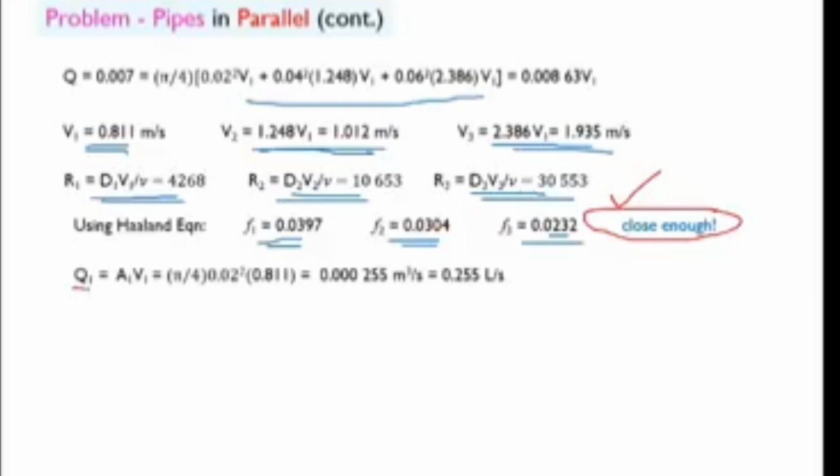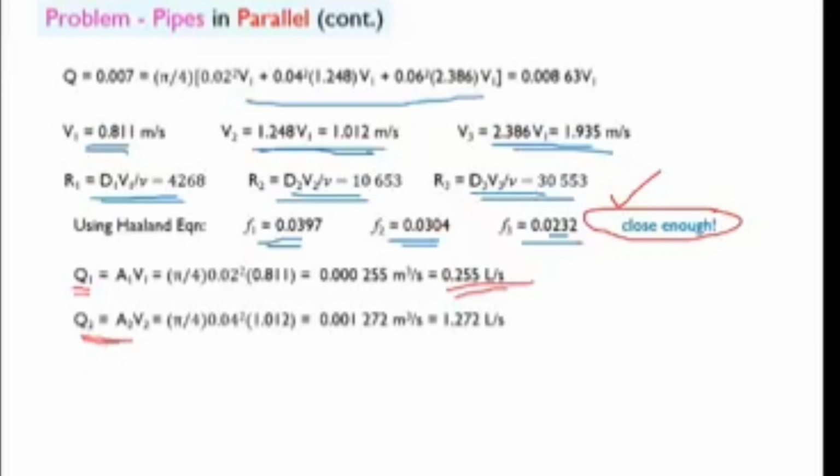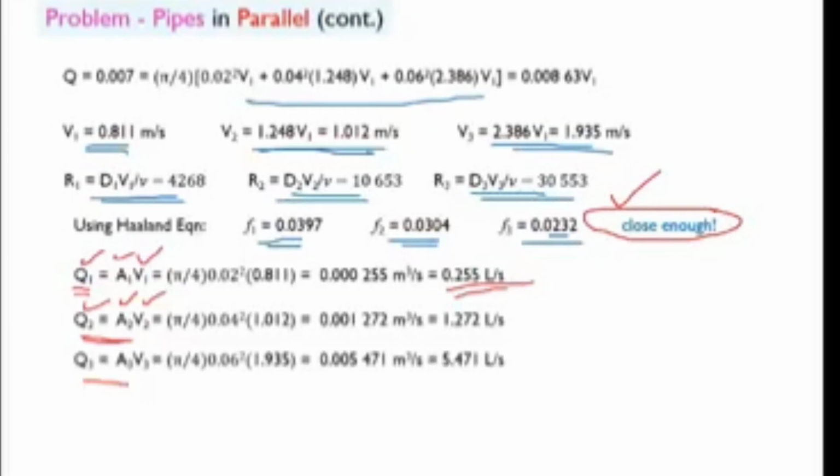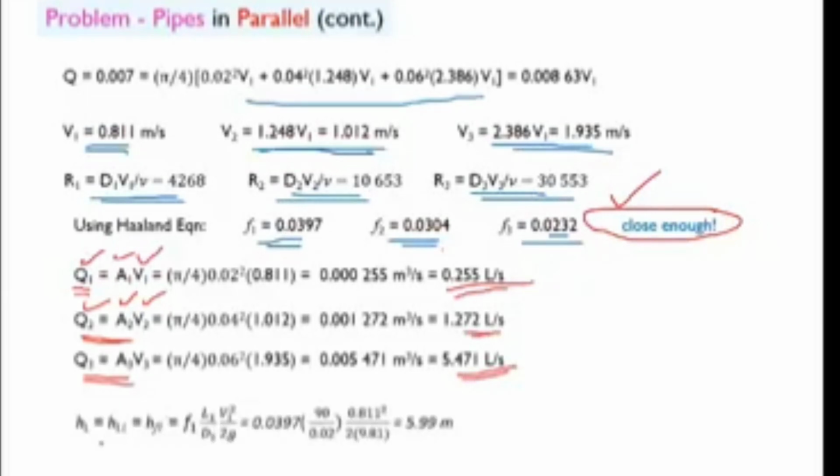So now we can calculate the discharge. Your Q1 is this much. Similarly, we can calculate Q2, because now we know A1 and we know V1. We can calculate Q1. We know V2 and we know A2. We can calculate Q2. And so on, we can calculate Q3 to be this much. Clear? These are now the correct values because we used the correct values of F. And head loss we can easily calculate here. So this comes out to be 5.99 meter.